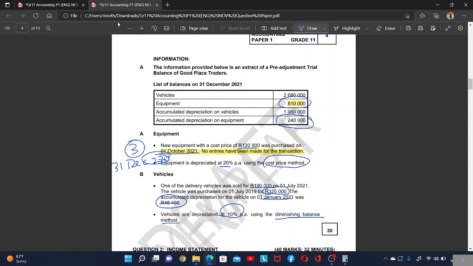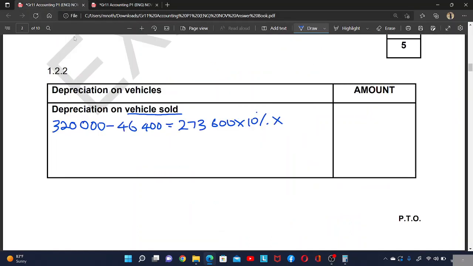This vehicle was sold on 1 July 2021. So in our current year, this vehicle stayed from 1 January 2021 to 30 June 2021. Then on 1 July it was sold, meaning that this vehicle stayed for 6 months. So we're calculating the depreciation for the 6 months, which is equal to 13,608.